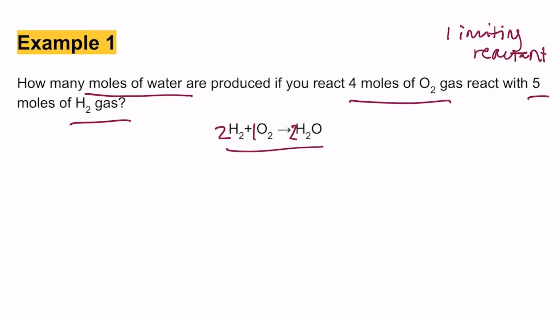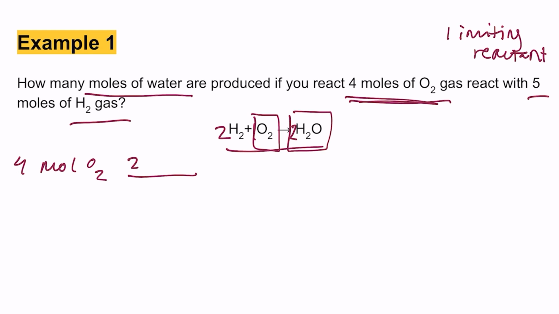To find the limiting reactant, we want to look at the amount of reactants we are given. Here we see we have 4 moles of O2. What we want to do is go from moles of O2 to moles of water. We do this by using our molar ratios. We get our molar ratios by looking at our balanced equation. From the equation, we can see that for every 2 moles of H2O, we have 1 mole of oxygen.